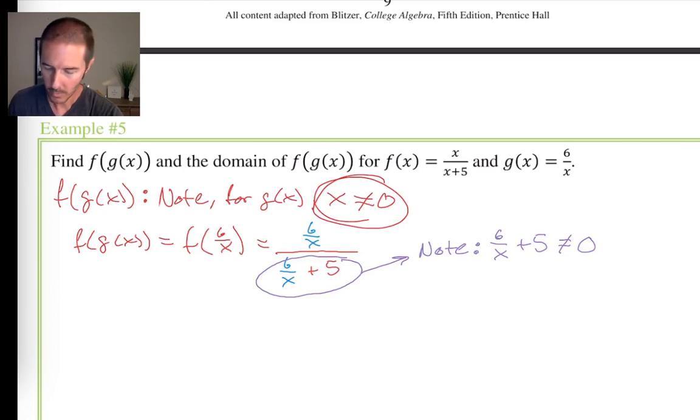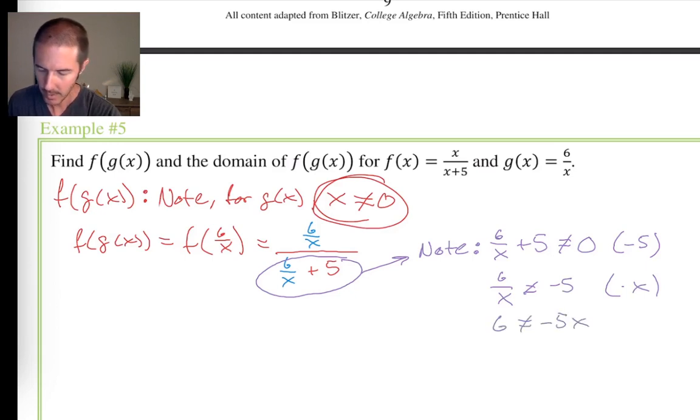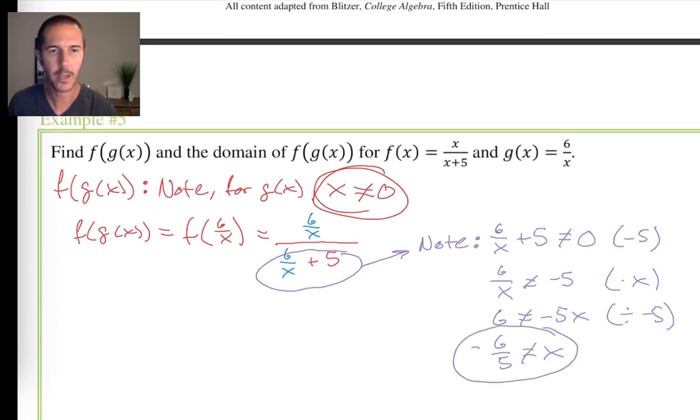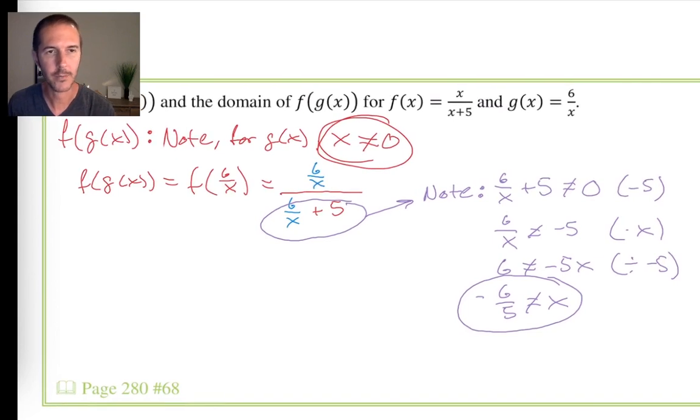I will subtract 5 from both sides so that we have 6 over x is not allowed to equal negative 5. And then I'm going to multiply both sides by x, so that 6 is not allowed to equal negative 5x. And then I'm going to divide both sides by negative 5, so that negative 6/5 is not allowed to equal x. This is the other value that we need to leave out of our domain. We don't want x to equal negative 6/5.